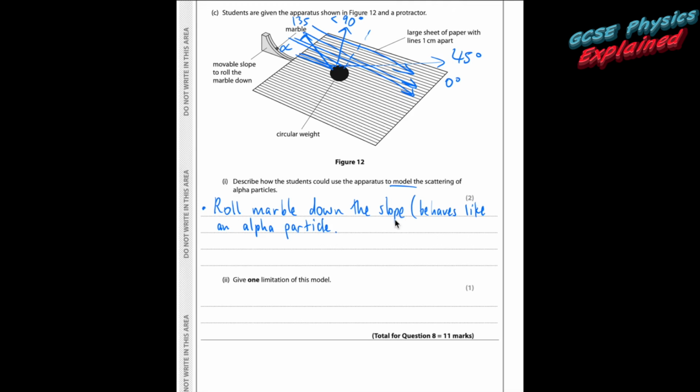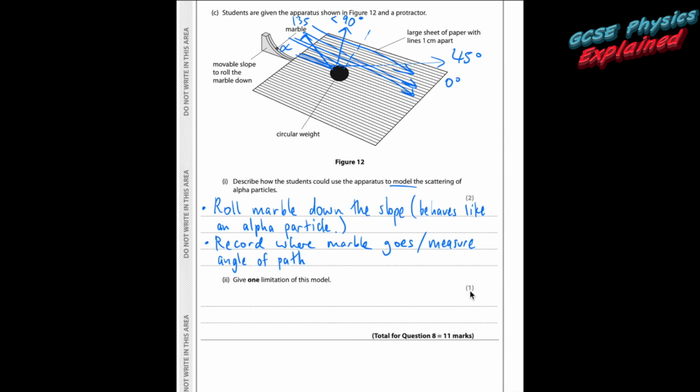Roll a marble down the slope so it behaves like an alpha particle, and then record where the marble goes, or measure the angle of the path. Saying either of those is fine. Part 2. Give one limitation of this model.